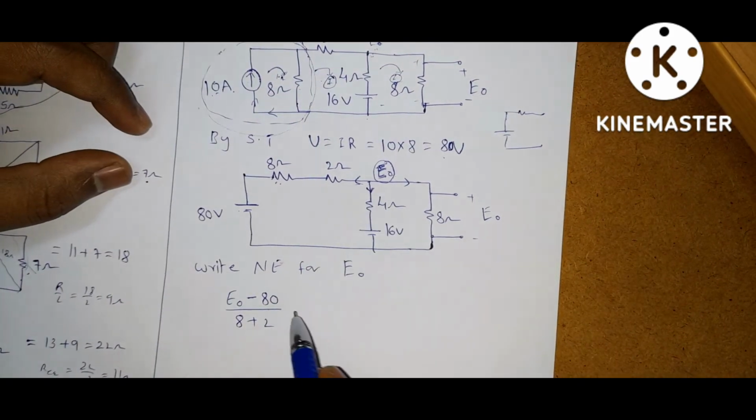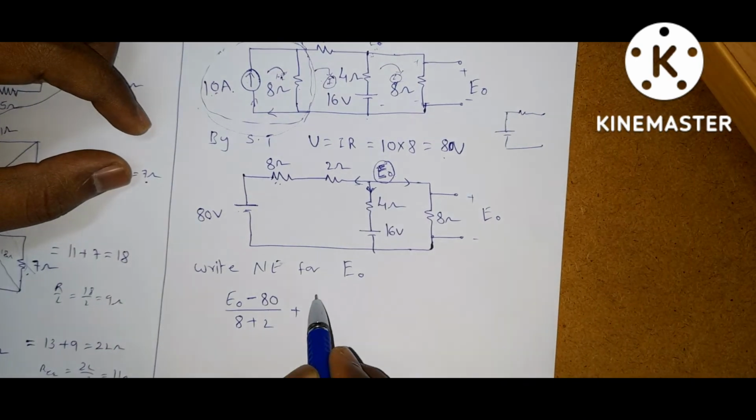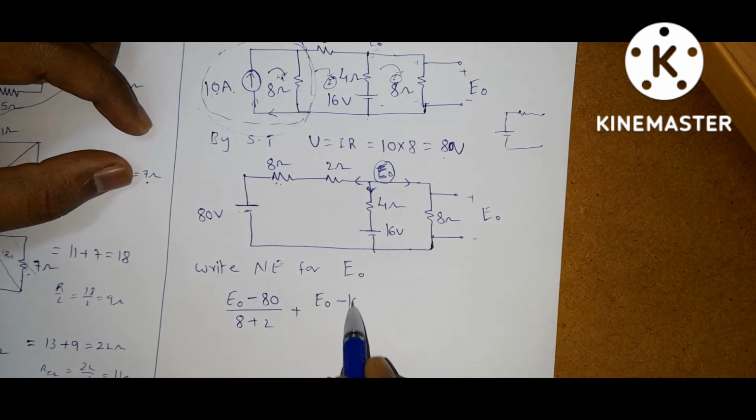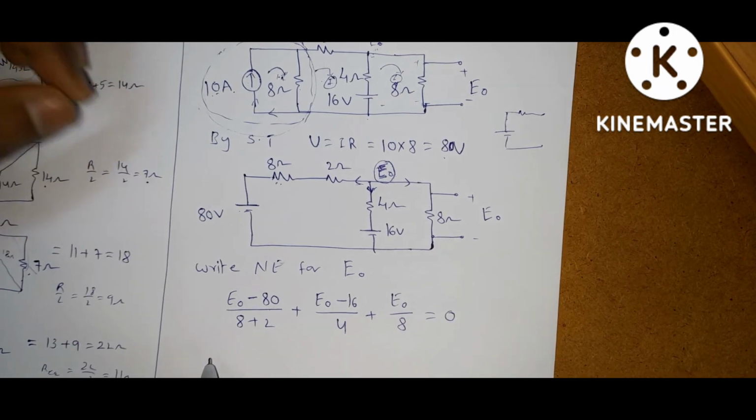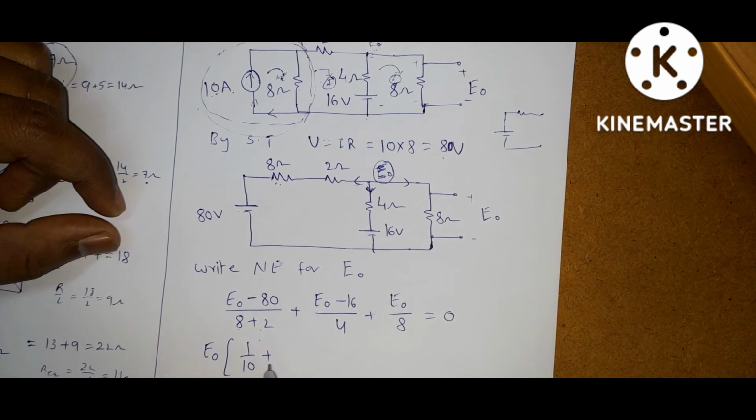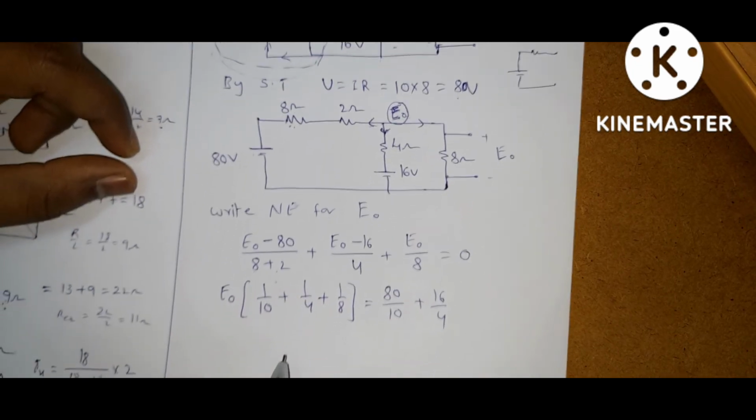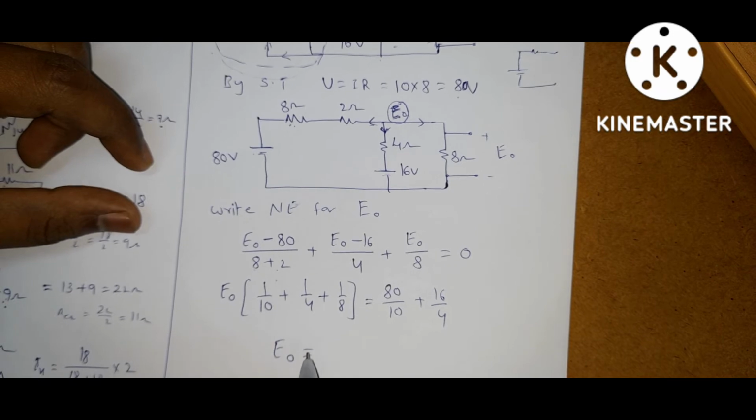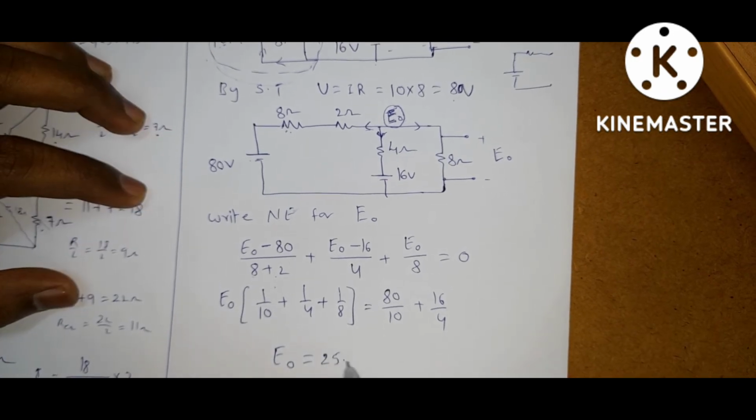Next, for this branch, current is leaving from here. So E naught, this is positive, so E naught minus 16 by 4, plus for this branch, E naught by 8, is equal to 0. If you solve this, you can take E naught common. E naught times (1 by 10 plus 1 by 4 plus 1 by 8) is equal to 80 by 10 plus 16 by 4. If you solve this, you will get E naught is equal to 25.2631 volts.